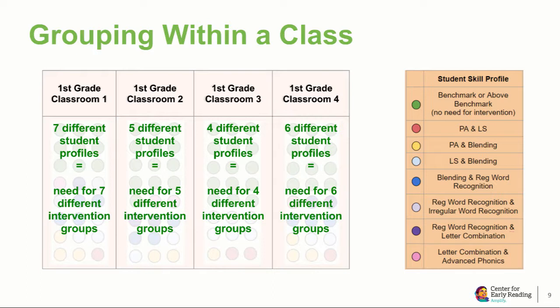Classroom 3 would need 4 different intervention groups, and classroom 4 would need 6 different intervention groups. This gives us a total of 22 groups for first grade.